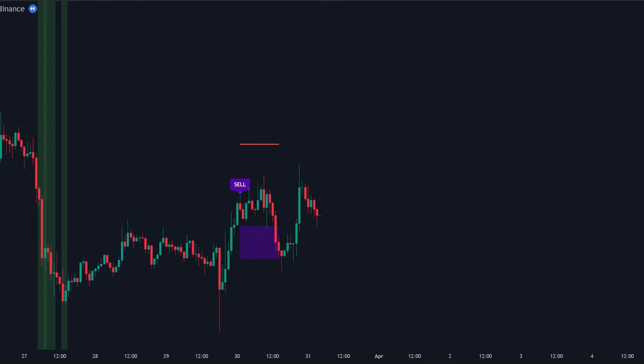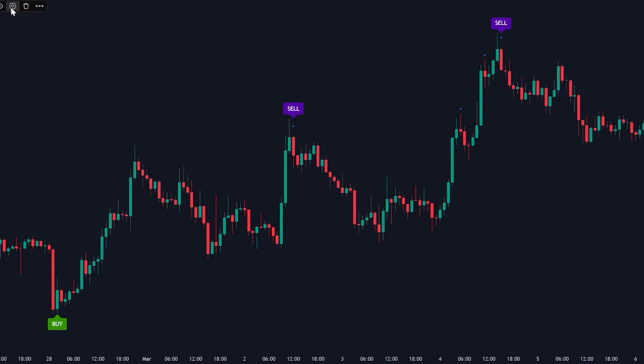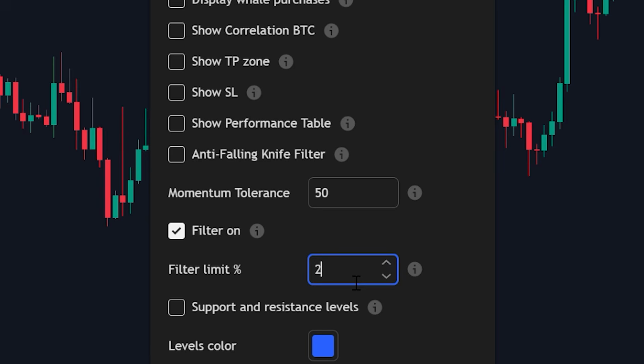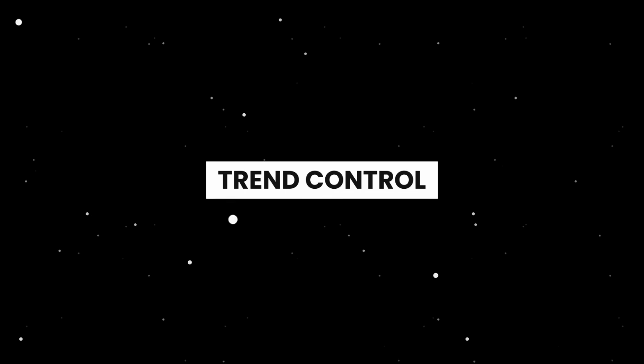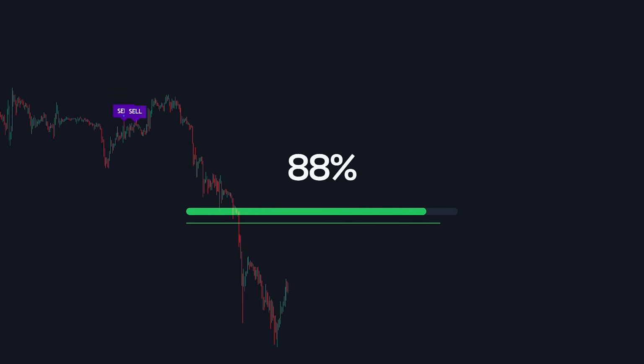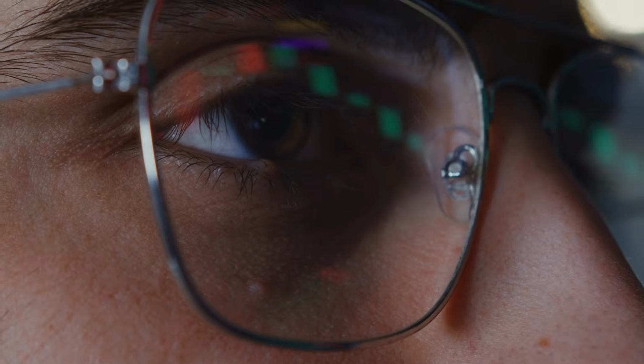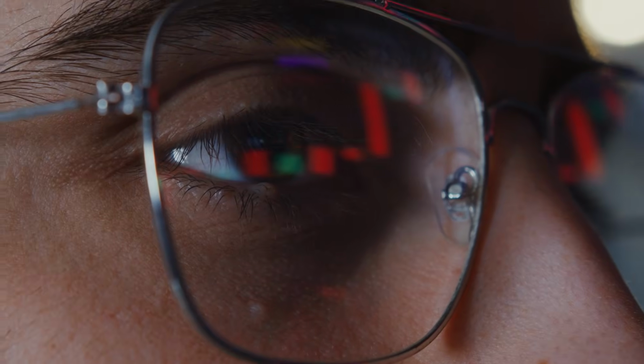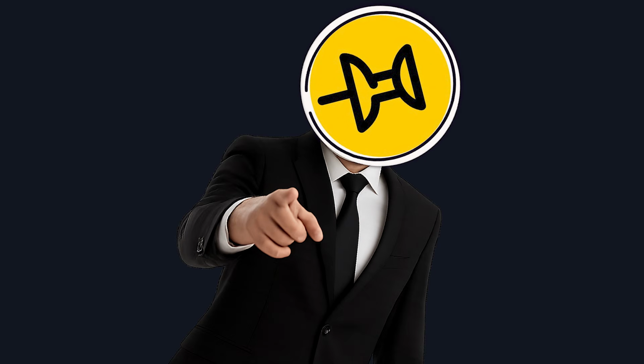If you're seeing too many signals that need averaging to work out, raise the filter. If the indicator is barely firing, lower it. Trend control. Enable this and the indicator will only show signals that align with the dominant trend, cutting out a significant portion of the noise. You'll get fewer trades, but the ones you do get are higher quality. If you're just starting out, or if you prefer a slower, more selective approach, this is the setting for you.